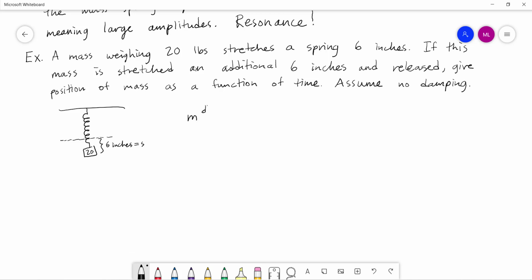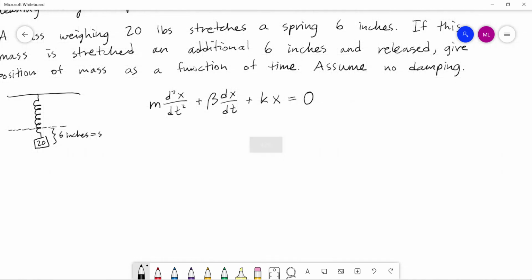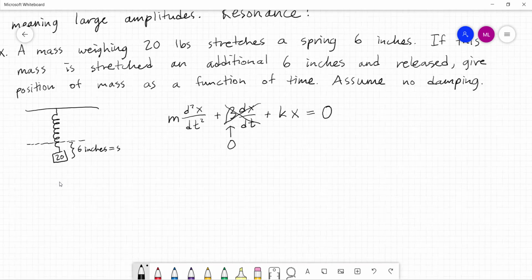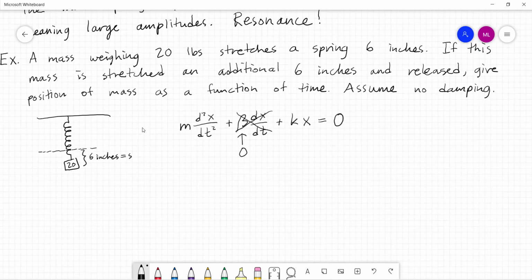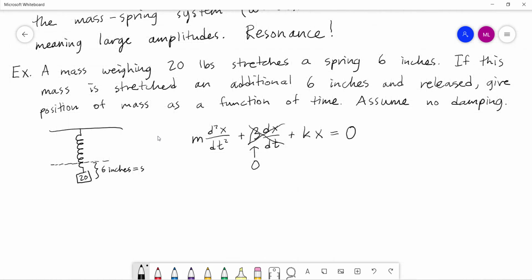We know our differential equation looks like m d squared x dt squared plus beta times dx dt plus k times x. And in this case, there's no external force being applied, so it's equal to 0. We also said that there's no damping, so this term is 0, meaning this whole middle term is gone. The mass isn't given. Instead, the weight is given, and this is a very confusing thing for people that are kind of new to these types of problems.